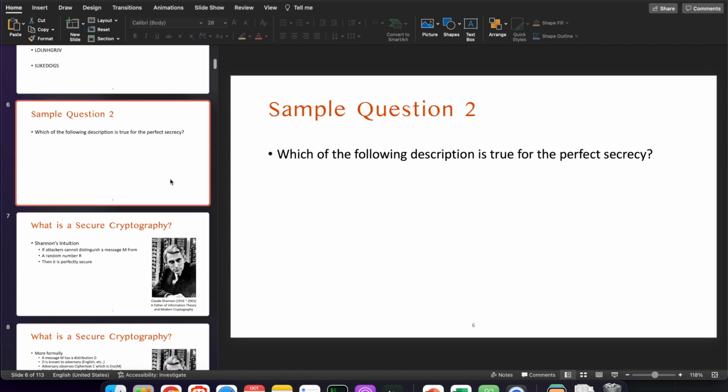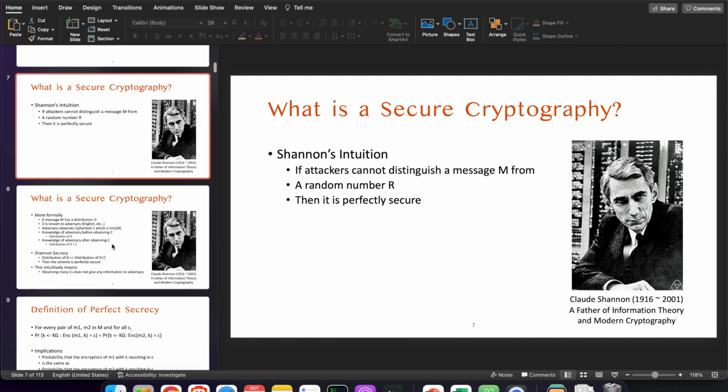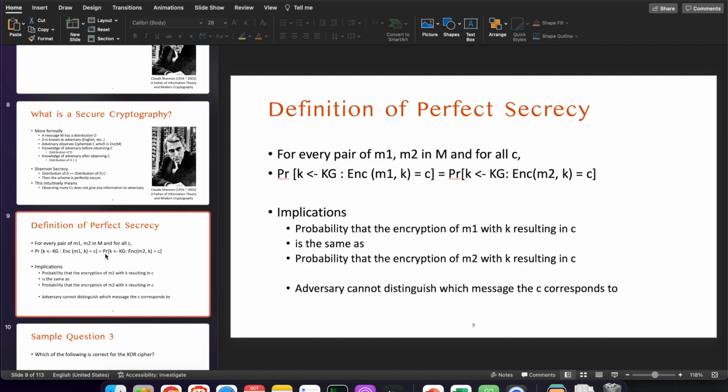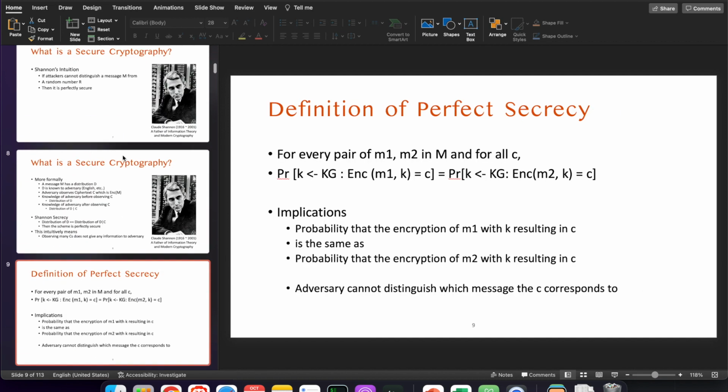And the second sample question is about which of the following descriptions is true for perfect secrecy. So it's about perfect secrecy. It will give some choices about what is the right description of perfect secrecy. You can study Shannon's intuition and how Shannon's definition of perfect secrecy is done with the following slides.